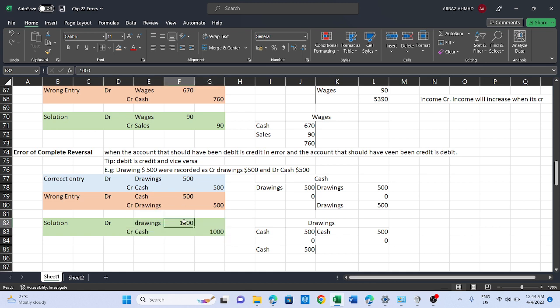But in this, it's important that we times the amount by 2. Why do we times it by 2? Because this should have been the entry in the first place, but what we did is this. So first we need to cancel the amount by 500, which now becomes 0, and another 500 transaction to make the effect take action. So there are going to be two transactions for this one, and you have to times by 2. Okay, so that's all for this video.